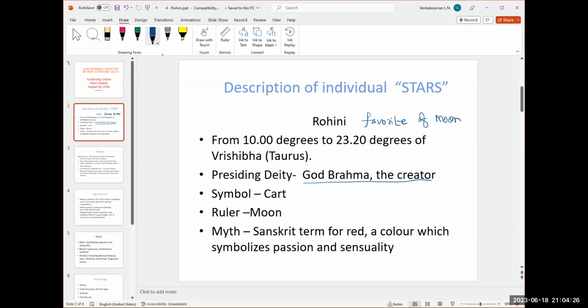The other thing is that it is considered the most auspicious. Symbol is cart, hence it will also be related to movement. And it's also very much related to planting something, since it's the creator of planting, sowing. Not just plants, also at other levels like ideas and all that. Let's go to the next one.